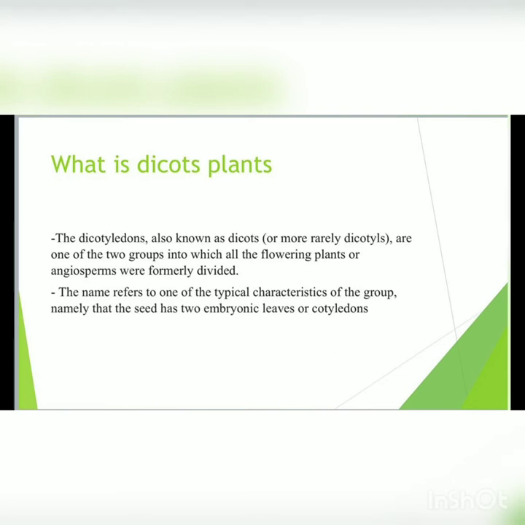What are dicots plants? The dicotyledons, also known as dicots or more rarely dicotyles, are one of the two groups into which all the flowering plants or angiosperms were formerly divided. The name refers to one of the typical characteristics of the group, namely that the seed has two embryonic leaves or cotyledons.